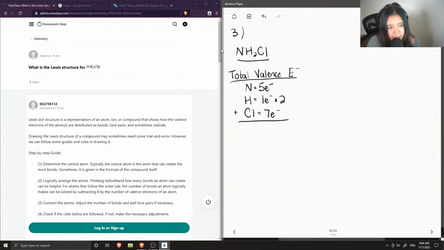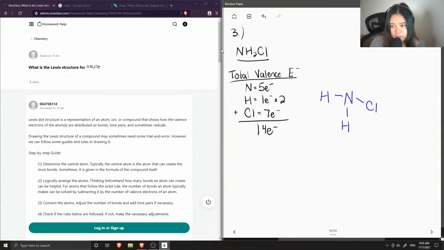Okay, so if we add these all up, we should get 14 valence electrons in total in our structure. So now let's try to draw out the skeletal structure. We'll have nitrogen as our central atom, and then I'm just going to draw down single bonds to my 2 hydrogens and to my chlorine.